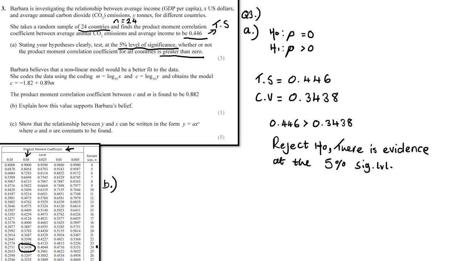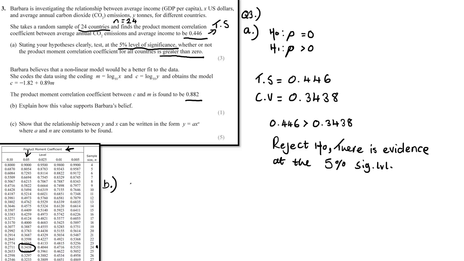If we look at part B now, we're given a bit more information. Barbara believes that a nonlinear model would be a better fit for the data. She uses this code in here with these variables, and she obtains this new model. We're also told the PMCC between C and M is found to be 0.882. We're asked to explain why this value supports Barbara's belief. This value here for the PMCC does actually suggest that, and the reason why is because, if you notice, this is closer to 1 than this value here of this PMCC.